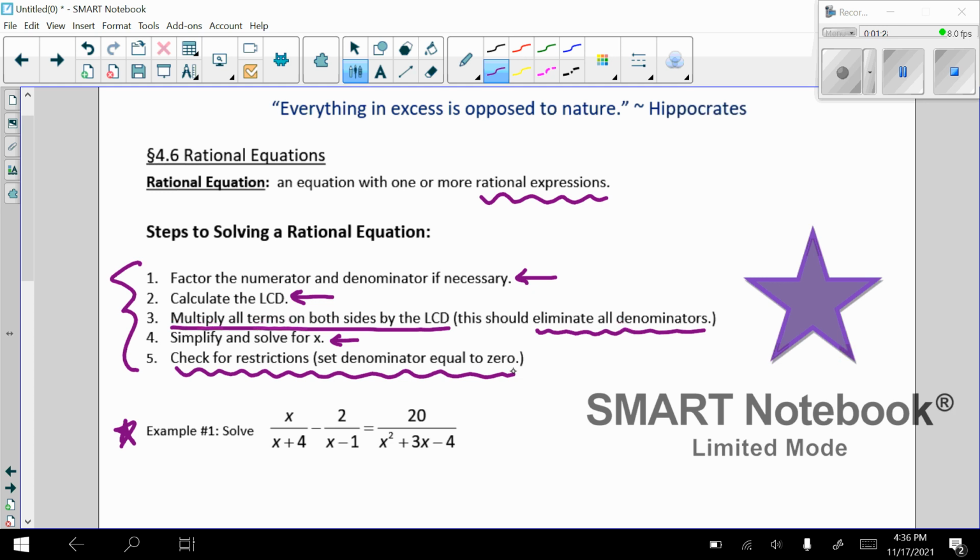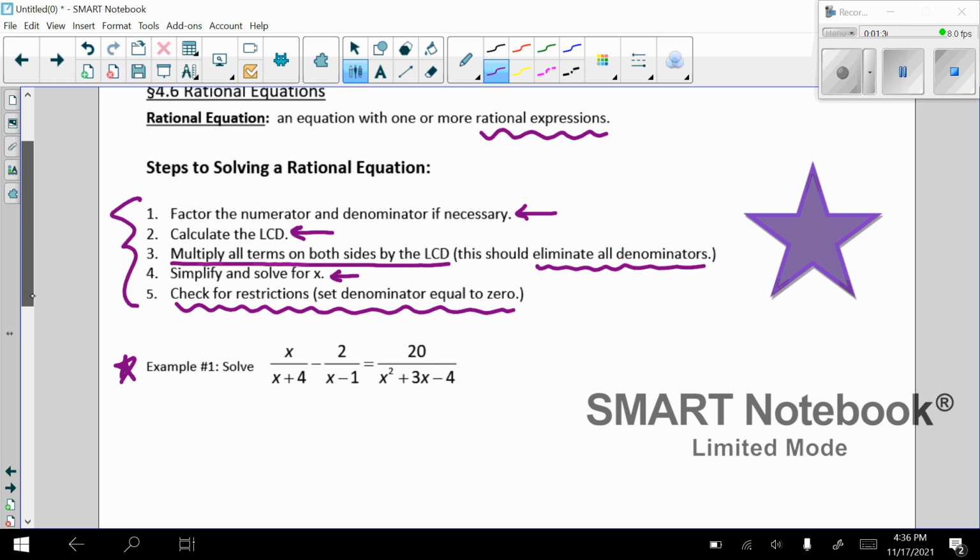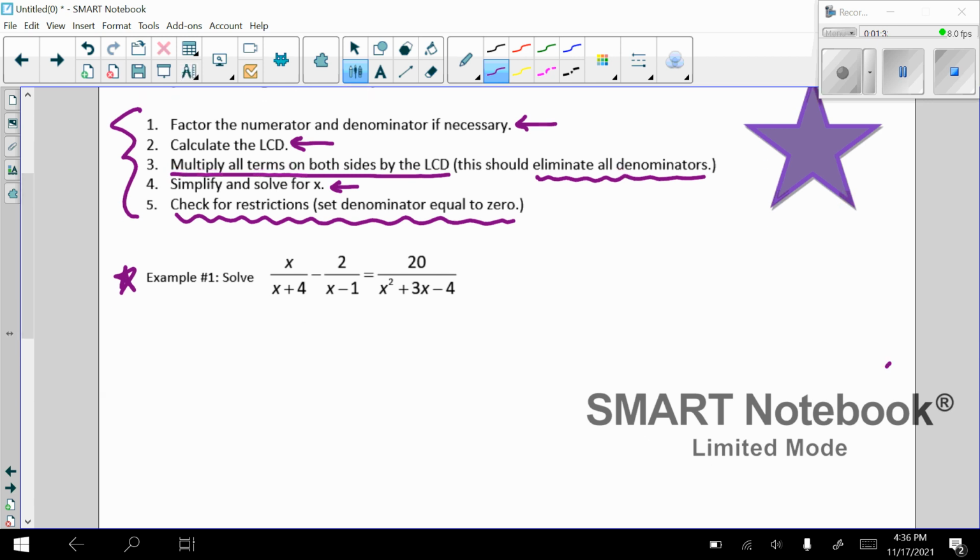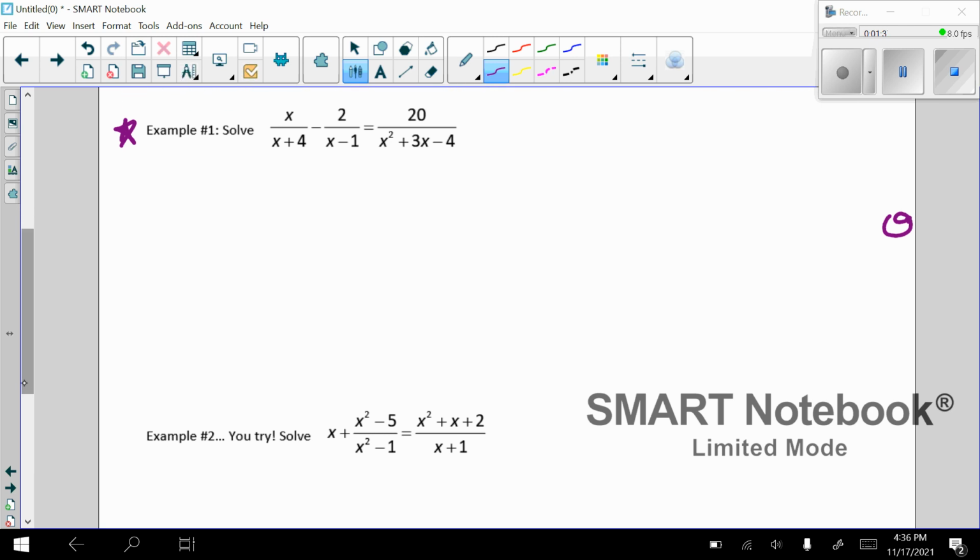So let's go ahead and solve the first problem. By the way, you might have noticed this over here. I don't know why that's there, but we're just going to pretend it's not.